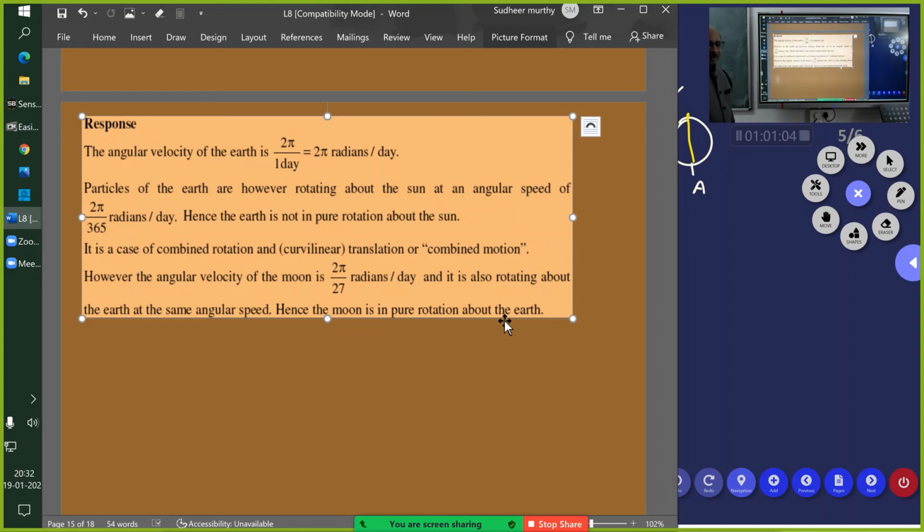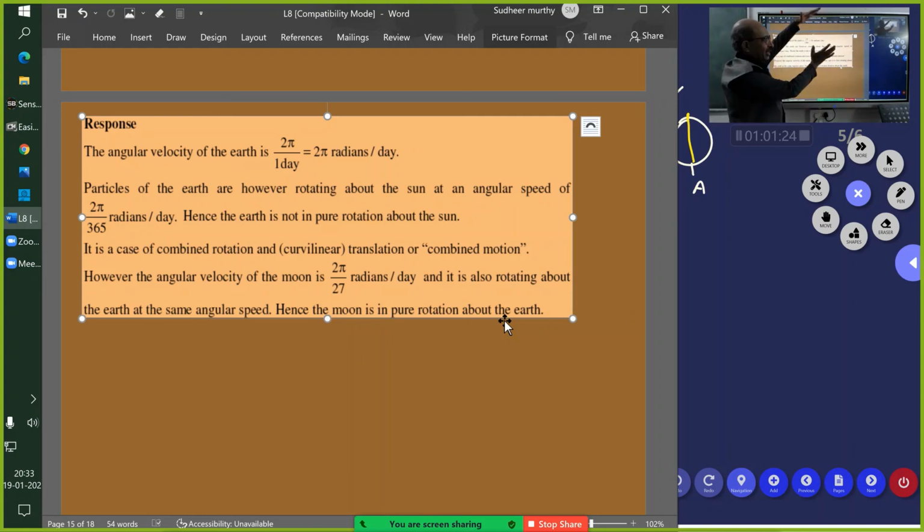Sir, one minute. They have given that the Earth is having combined motion about the Sun. I understood rotation, sir, but how is it curvilinear translation about the Sun? Earth's motion: draw any two points on the Earth and draw the Sun as a point.